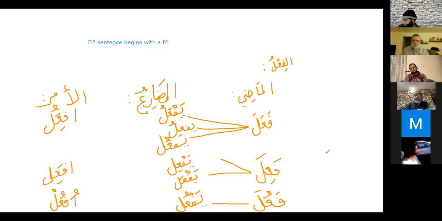Any of them. And then the yaf'ilu becomes if'il. The lam always has a sukoon in amr. But it's if'il, not if'al. Yeah, if'il.